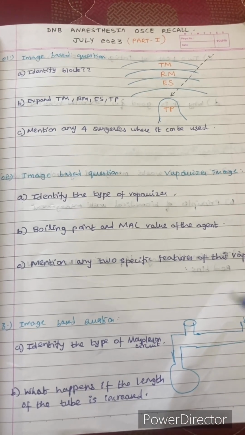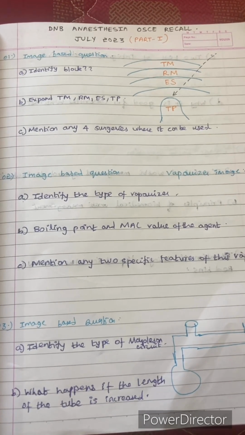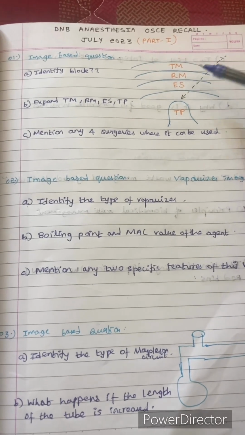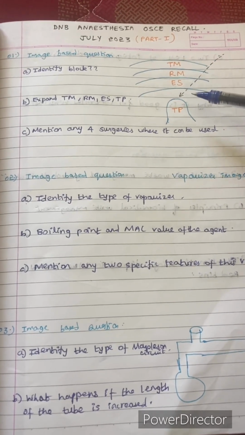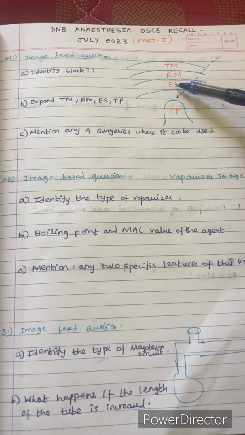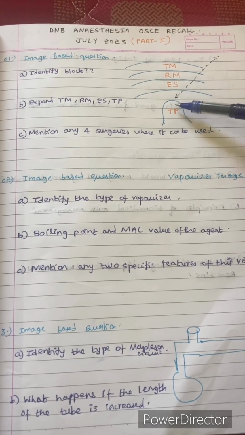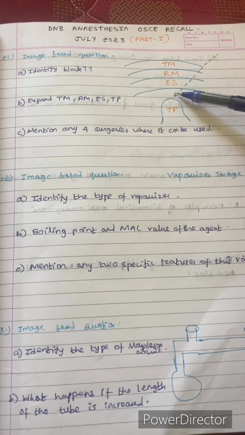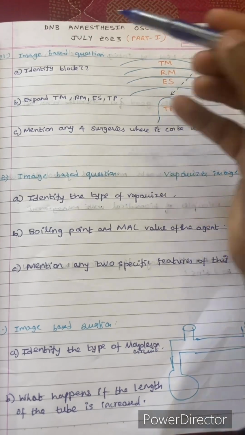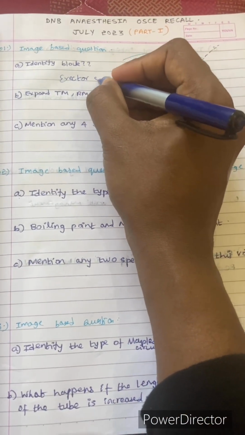Today most of the questions are image based questions, and we are going to discuss the first 5 questions of this session. The first question is an image showing the 3 layers of muscle with the transverse process. This is the trapezius major, the middle one is rhomboideus major, and the third is erector spinae. The plane between erector spinae and the transverse process, where the block has been given, is known as the erector spinae plane block.